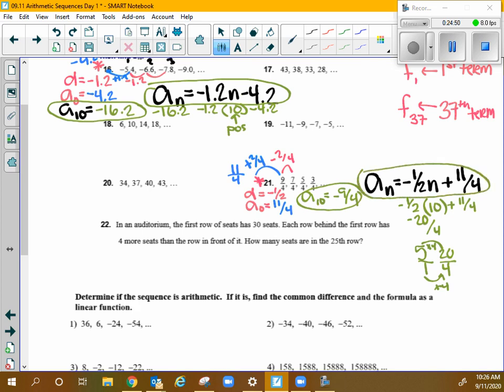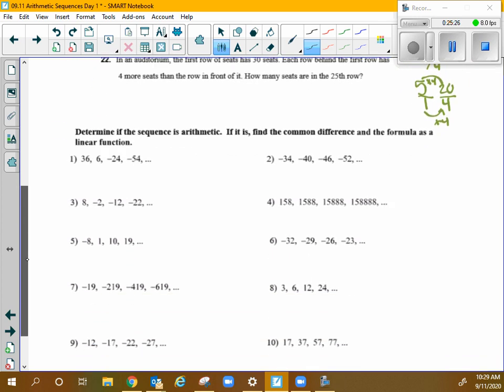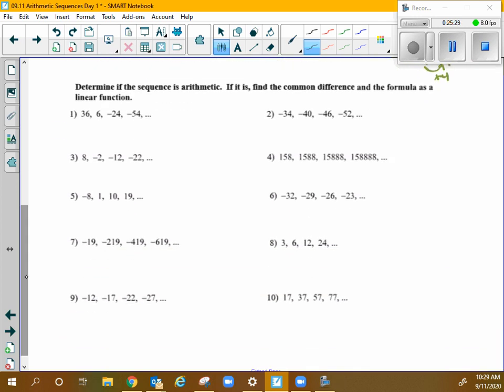There's your two answers. Now keep in mind we did the hardest ones together. I want you guys to now do number 20 for me. First thing, A of n equals 3n plus 3, and then A of 10 is 61. Very good.